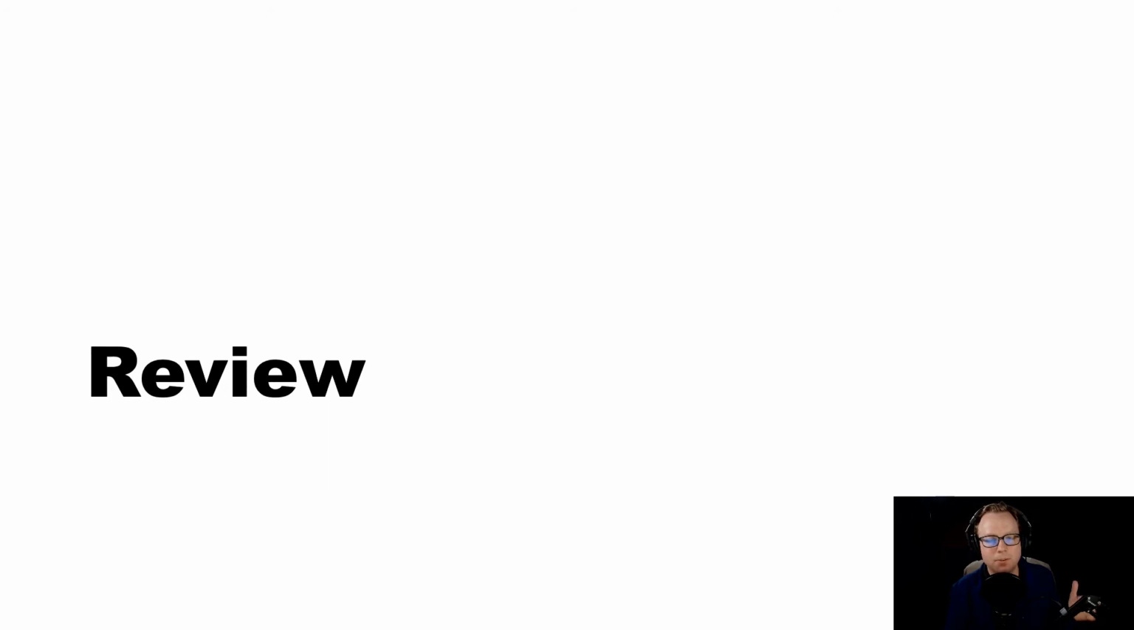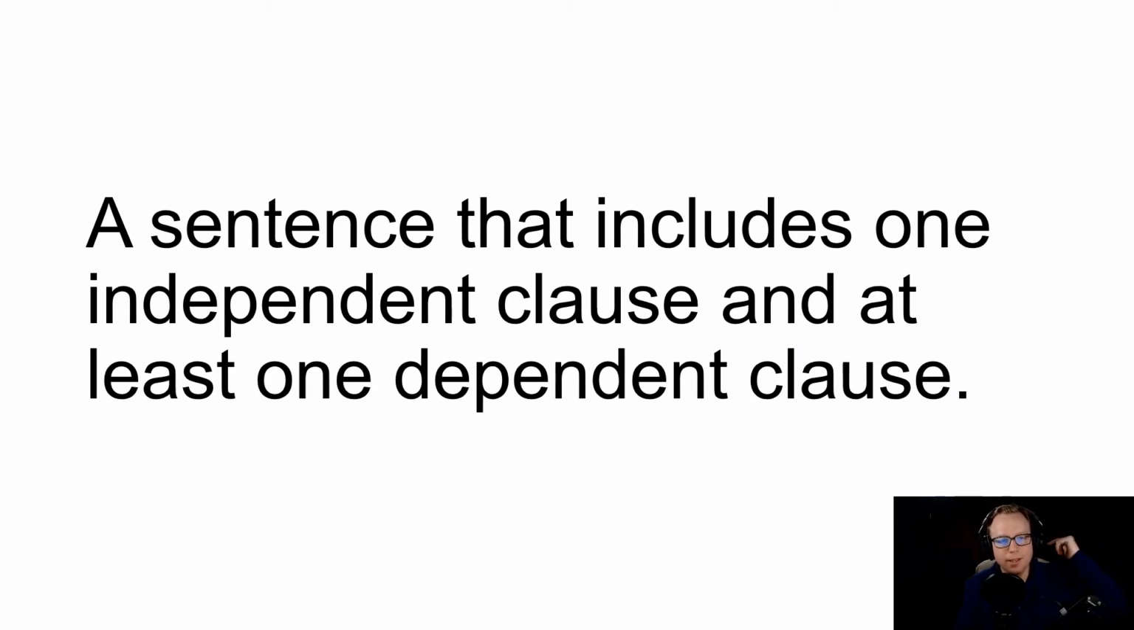Okay, so let's review. A complex sentence is a sentence that includes one independent clause and at least one dependent clause. You can have more than one. All those three spots that I mentioned, you could have extra information in all of them. I just used one in each case, but it would still meet this criteria for a complex sentence.